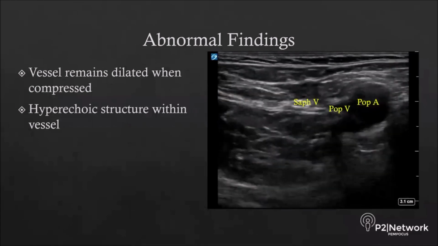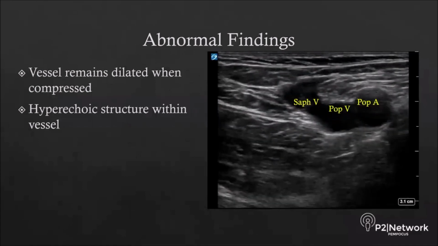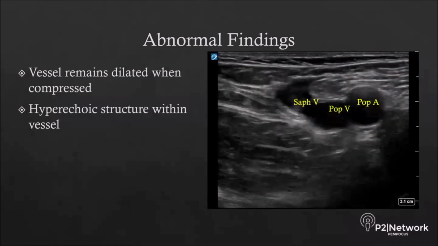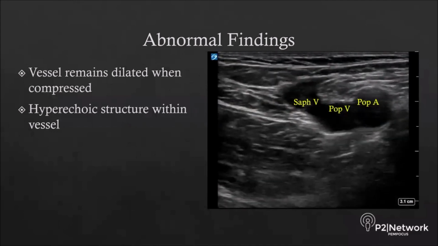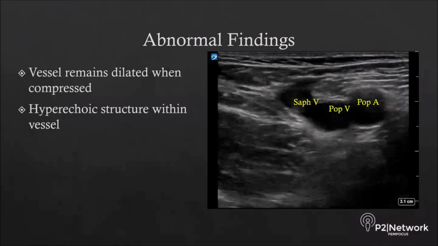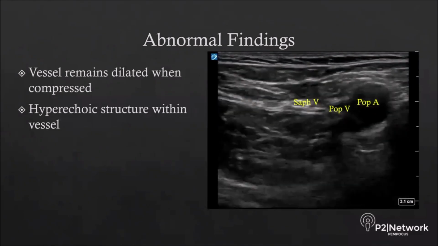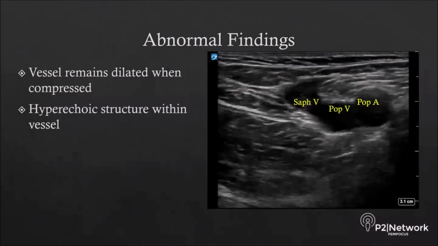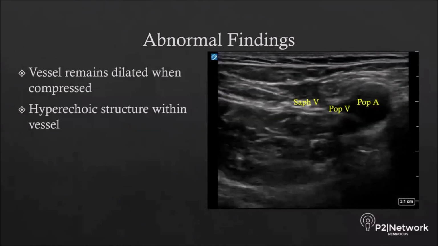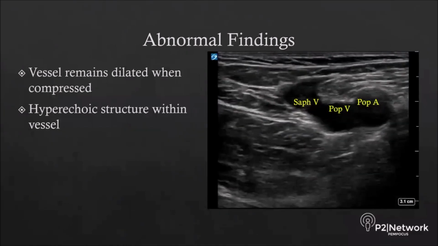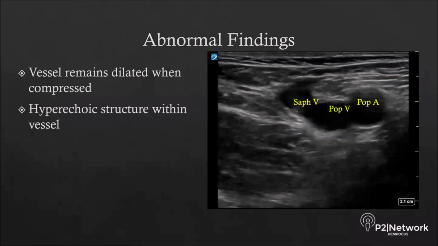So here are some abnormal findings that you may see. Here you see the popliteal vein being compressed. However, your saphenous vein, when under compression, looks like there's something in there. You see some hyperechoic structure within the vessel, as well as the inability to compress fully. The popliteal artery remains uncompressible.